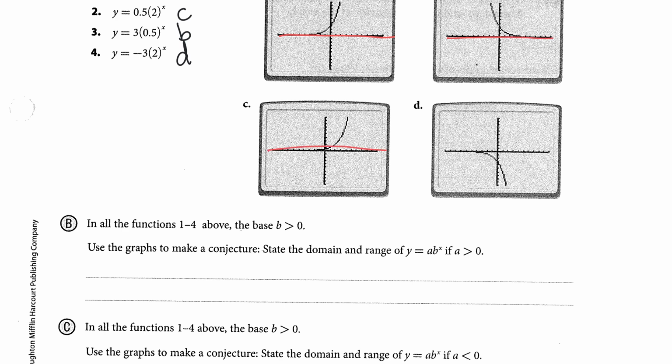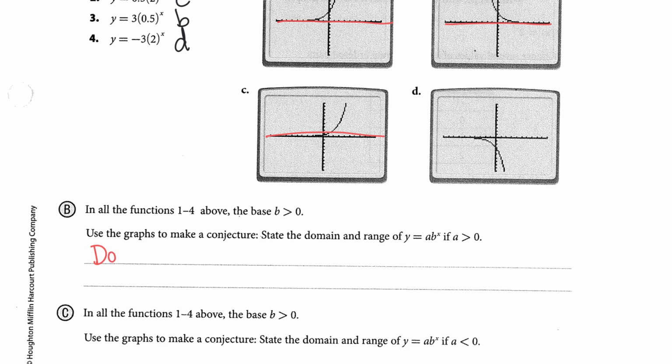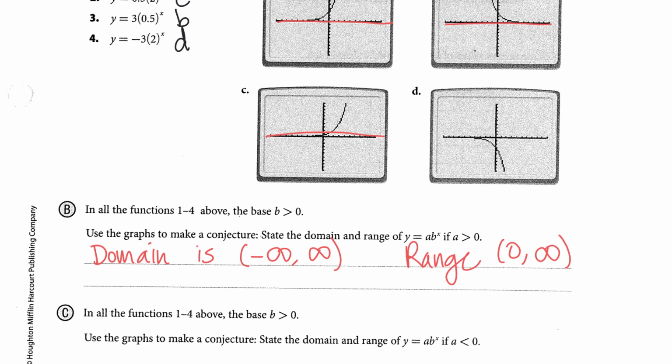So the domain is all real numbers because you can plug in any x value. And another way to write that is from negative infinity to positive infinity. The range, on the other hand, is just the positive since it's above that axis. And we're talking about the y values when we're talking about the range. So it is from 0 to positive infinity.